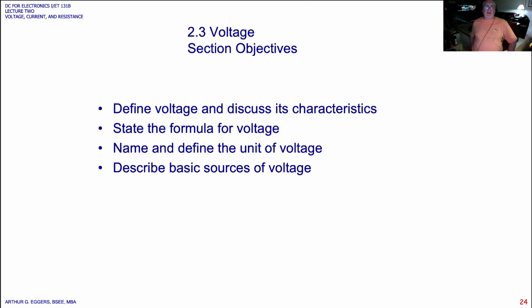Okay, so in the next section 3, we're going to start looking at voltage and defining what the unit of voltage and its characteristics are all about.